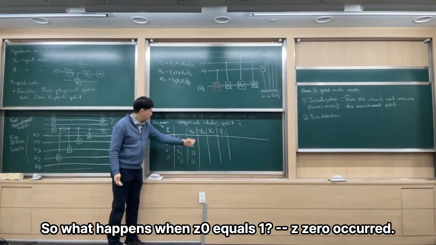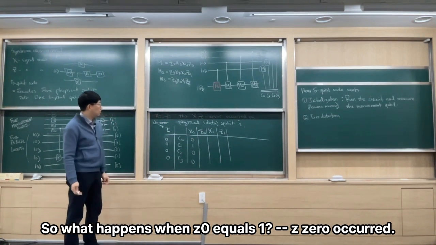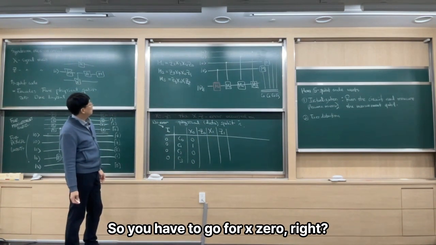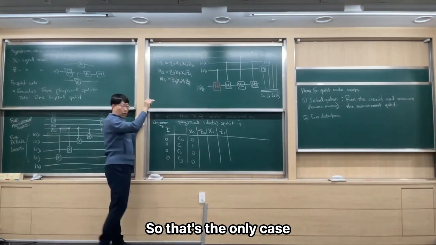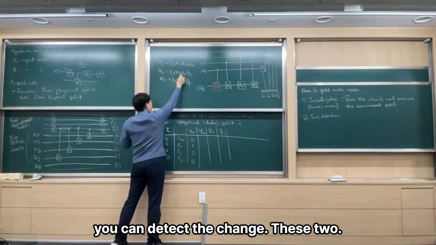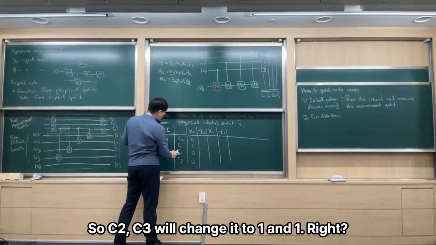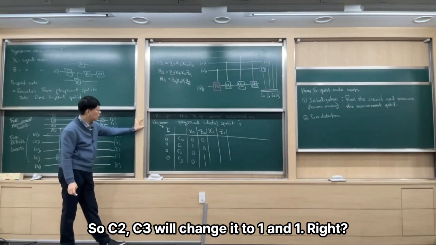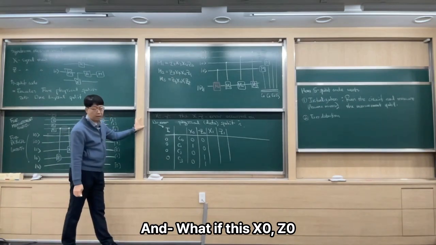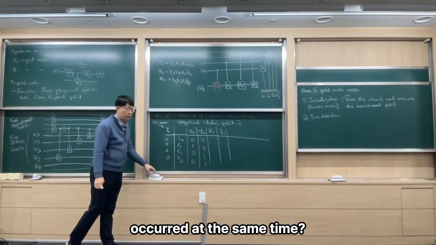So what happens when Z0 occurred? So you have to go for X0, right? Where is X0? X0 is here and here, right? So that's the only case you can detect the change, these two. So C2, C3 will change it to 1 and 1, right? And what if this X0, Z0 occurred at the same time?